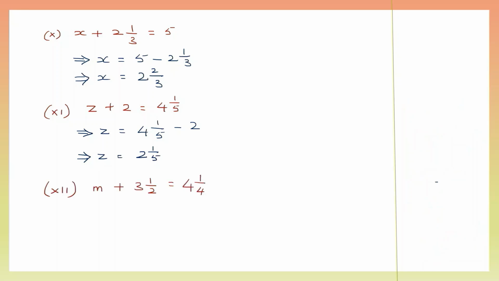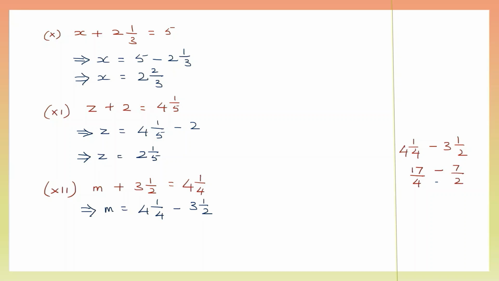Question 12. M plus 3 1 by 2 equals 4 1 by 4. So m equals 4 1 by 4. Now plus 3 1 by 2 becomes minus 3 1 by 2. So let's solve this. 4 1 by 4 minus 3 1 by 2. Converting, 4 4s are 16 plus 1, 17 by 4, minus 2 3s are 6 plus 1, 7 by 2.